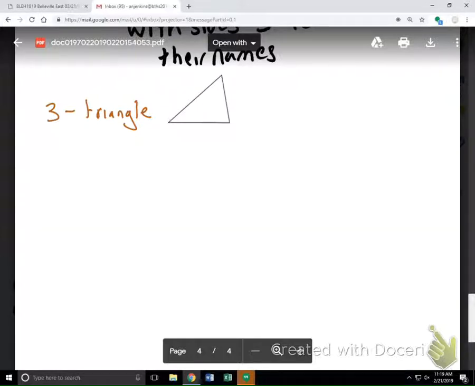We have a triangle. We have a 4-sided shape. What do we call that? Quadrilateral. A quadrilateral has 4 sides. So, connect 4 sides. Quadrilateral. 5. Yep, pentagon. A pentagon has how many sides? 5.